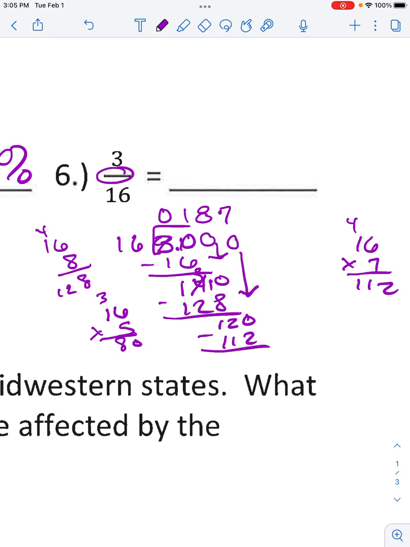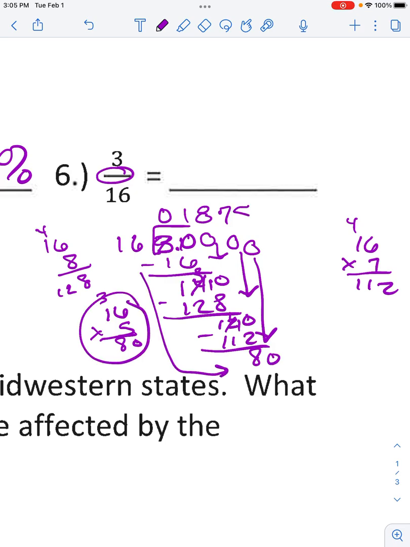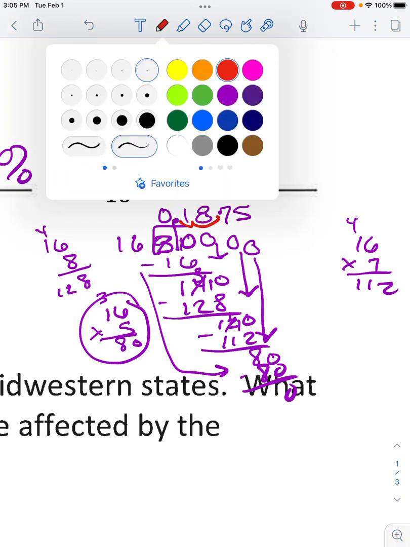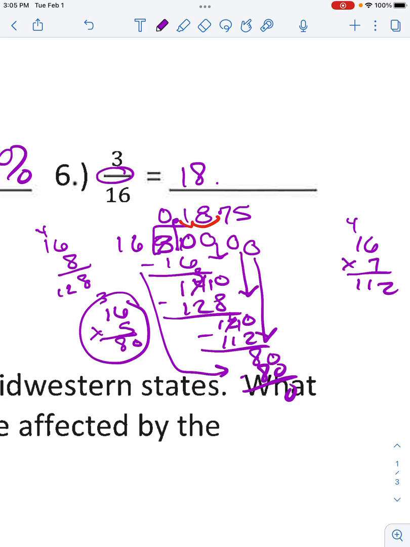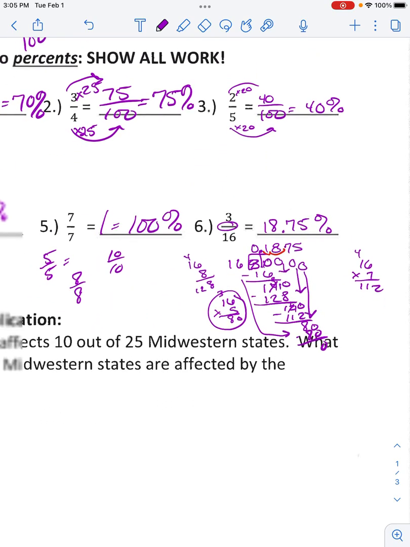Seven times is 112. And then 16 into 80 goes in 5 times. And bring your decimal straight up. To go from a decimal to a percent, we move the decimal twice to the right. So we have 18.75%.